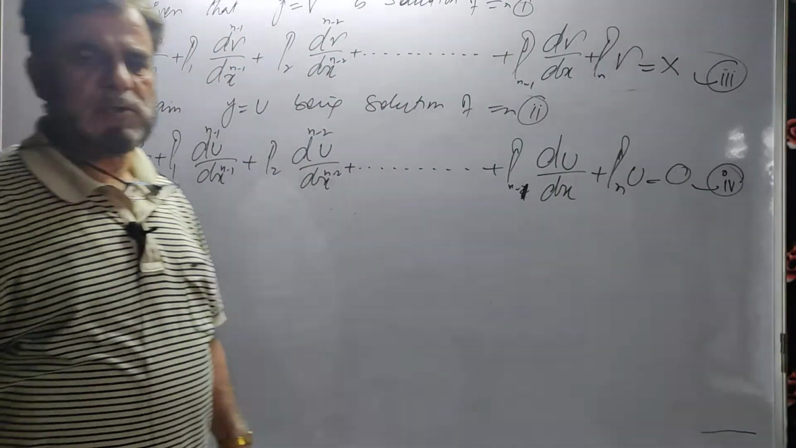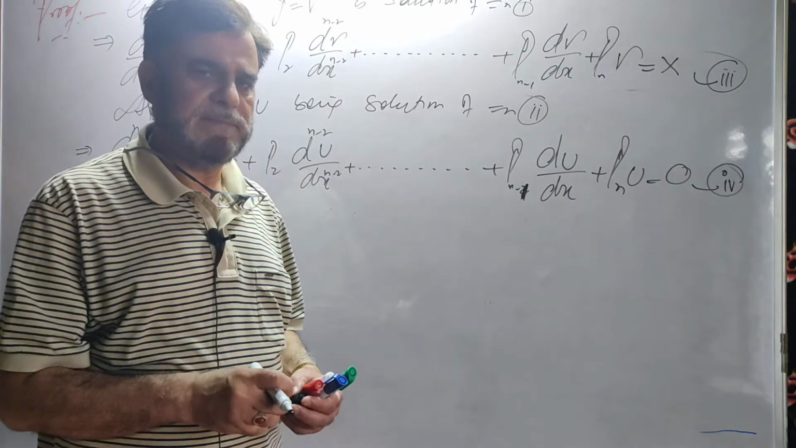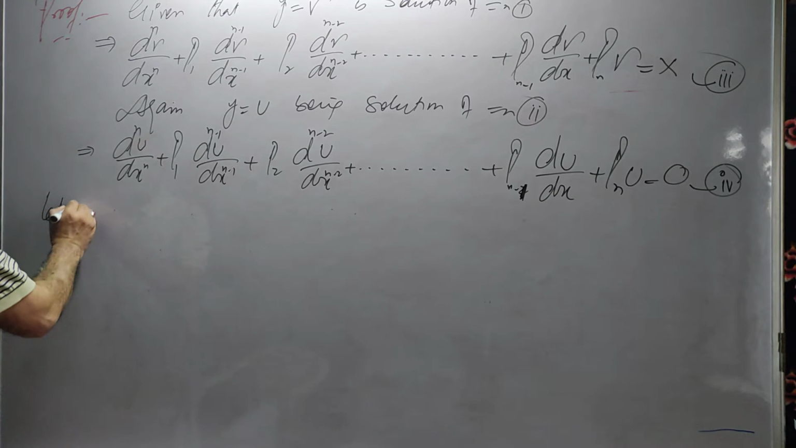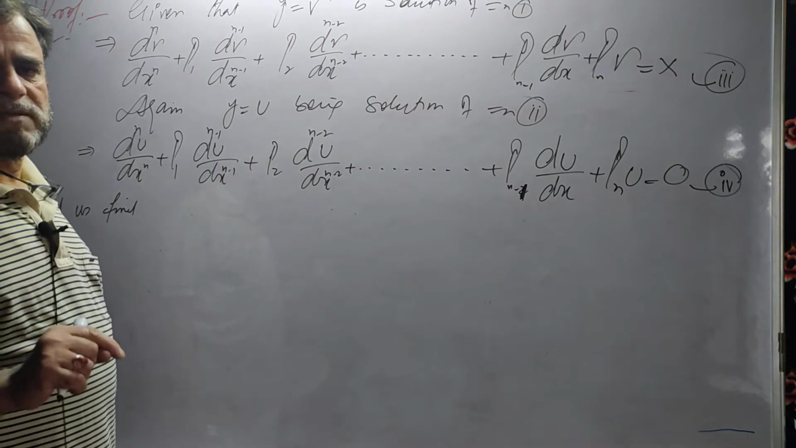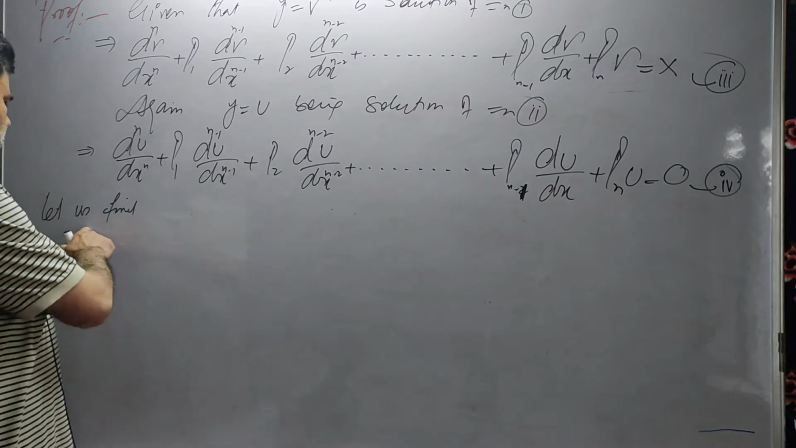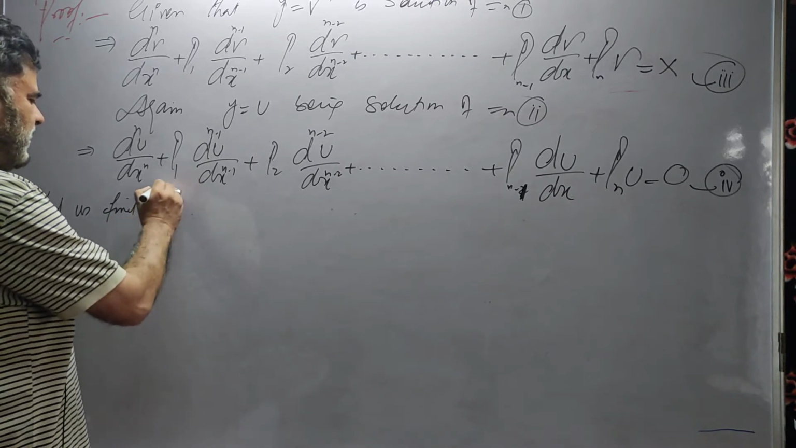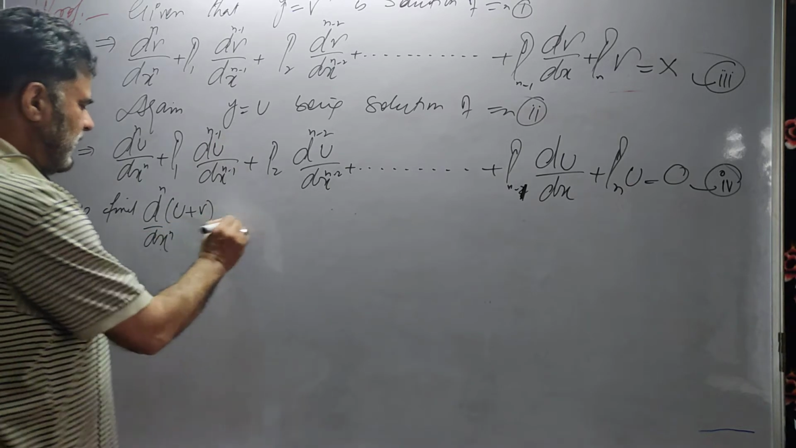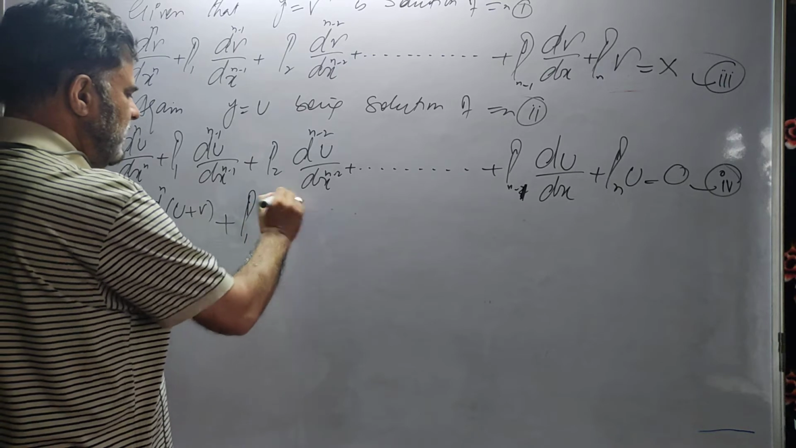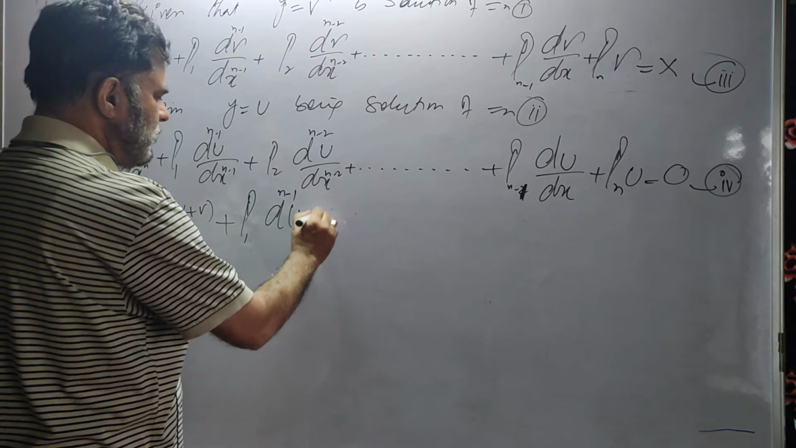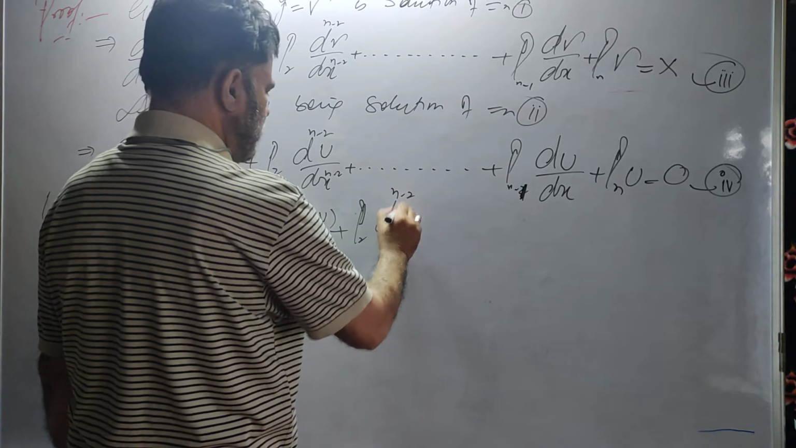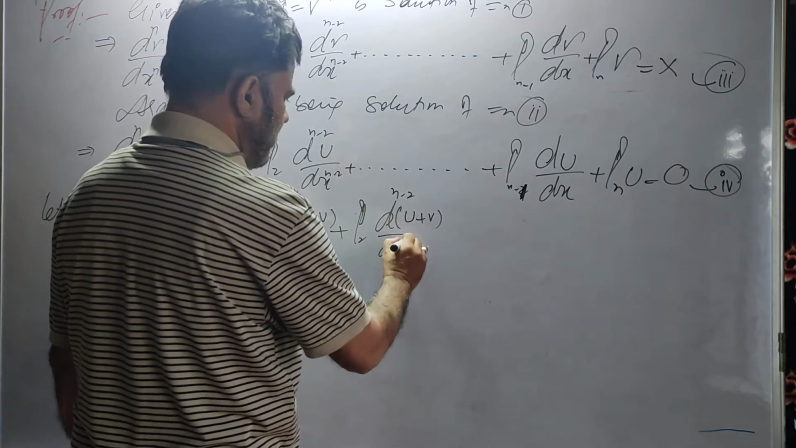Now I will prove that y is equal to u plus v is also a solution of equation number 1. For that, I will find the nth derivative of u plus v. That means I am replacing this in the equation. Let us find d n of u plus v by dxn, then plus p1 dn minus 1 of u plus v by dx n minus 1 plus p2 dn minus 2 of u plus v by dx n minus 2.